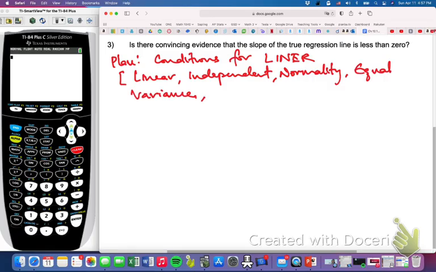Now this is new, right? This is something that I don't think you know, or that you can just come up with out of thin air. So there's something that you have to remember, right? Equal variance and random, and you know this. So the acronym LINER stands for all these 5 things.